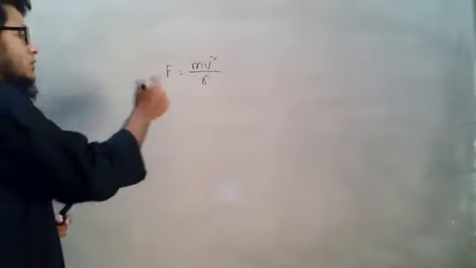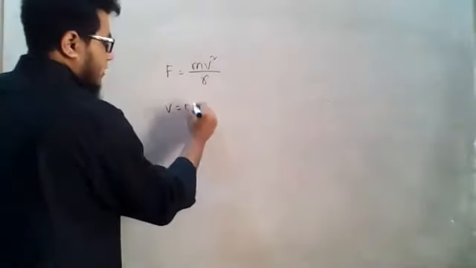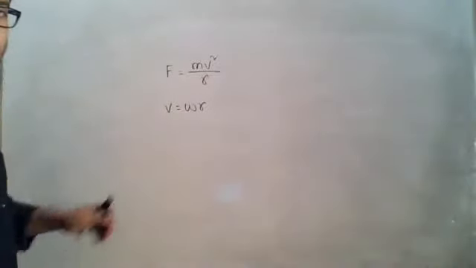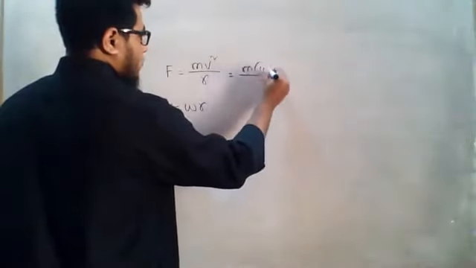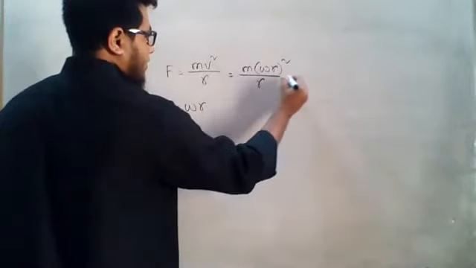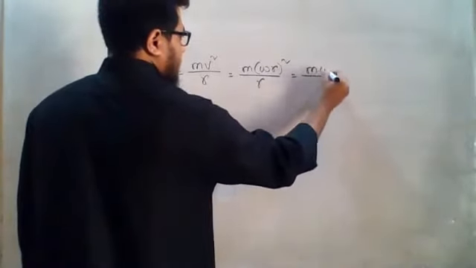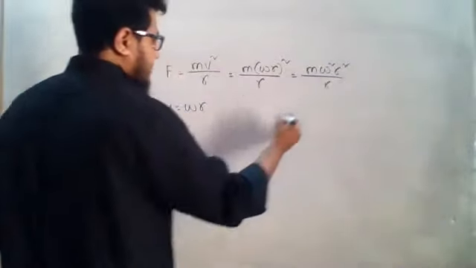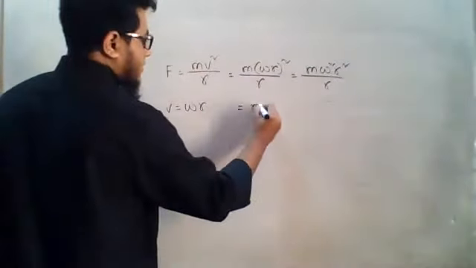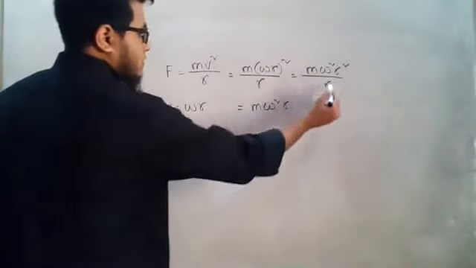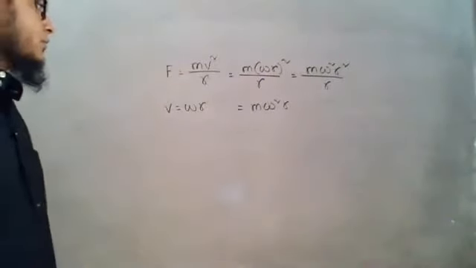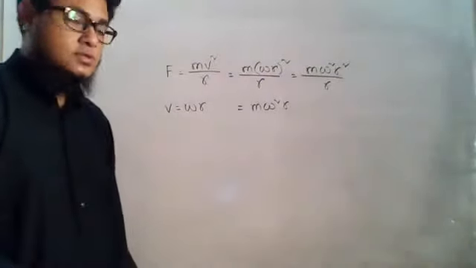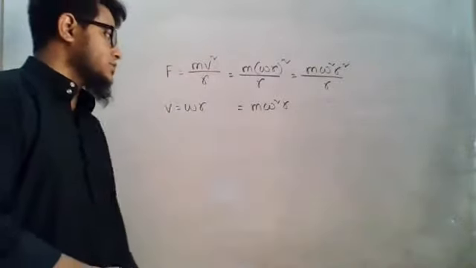Now if I replace V by omega, we know that V, the linear velocity, is equal to omega R, where omega is angular velocity. Then this equation will become m into omega R whole square by R, so m into omega square R square by R, which equals m omega square R. One R will cancel, and only one R will be there. So depending on the given information, we will use either this equation or this equation.